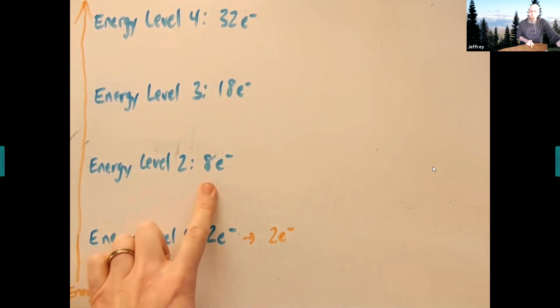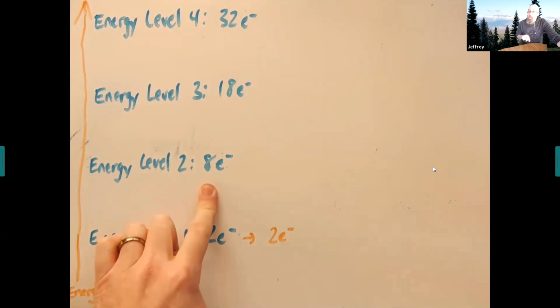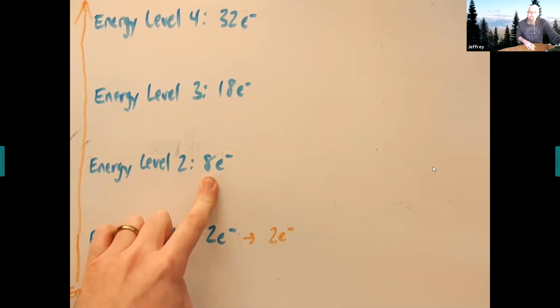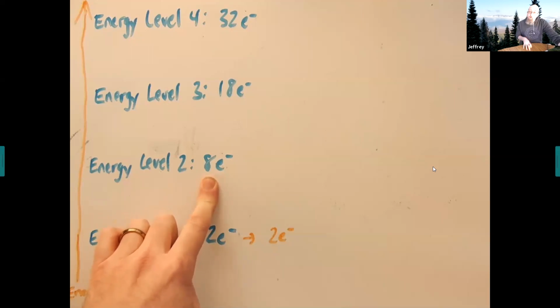So Bohr believed that all 8 of these electrons in energy level 2 were equal. He believed they were identical to each other. They would all have exactly the same energy or be traveling at exactly the same speed. He also believed they would be the same distance from the nucleus. That turned out to be false. The 8 electrons in this energy level, we now know, are not all exactly equal. They're very similar in energy, but they're not exactly equal.